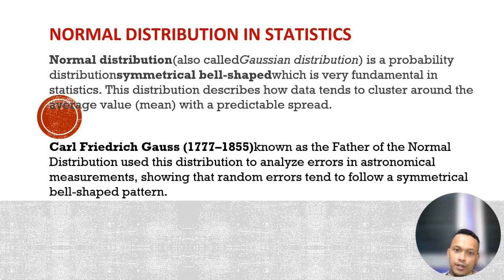Okay, first, normal distribution, also called Gaussian distribution, is a probability distribution with a symmetrical bell shape, which is very fundamental in statistics. And Carl Friedrich Gauss, known as the father of the normal distribution, used this distribution to analyze errors in astronomical measurements, showing that random errors tend to follow a symmetrical bell-shaped pattern.